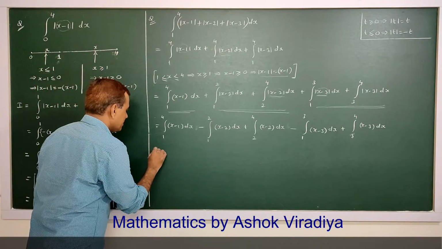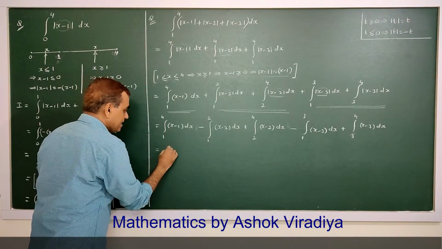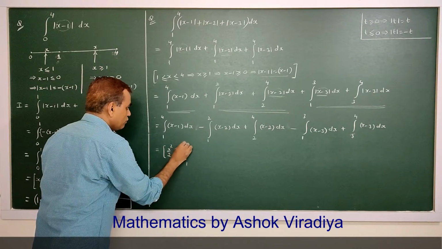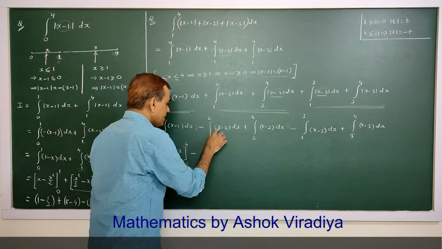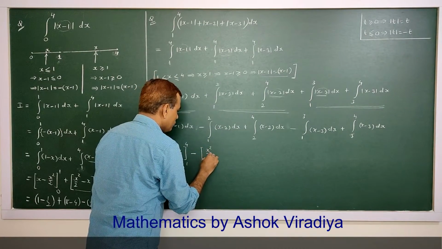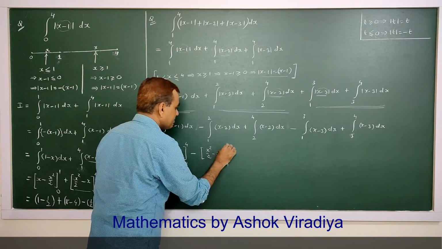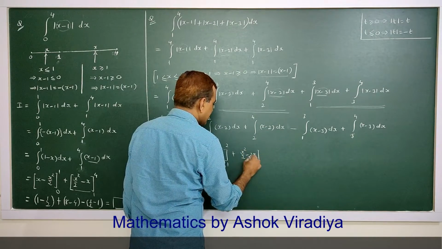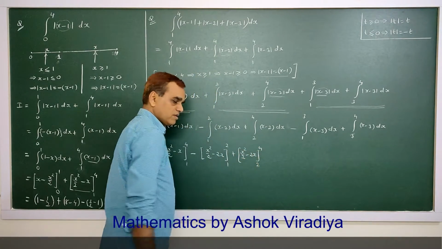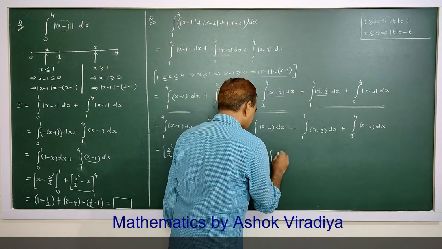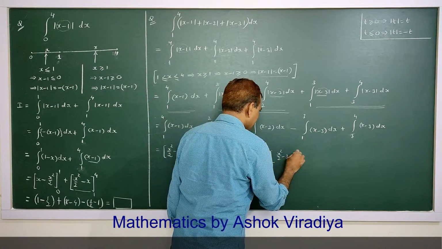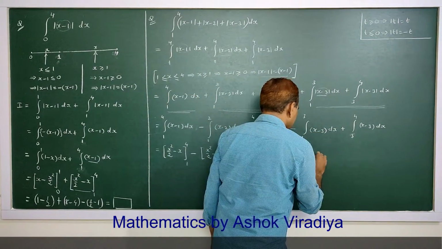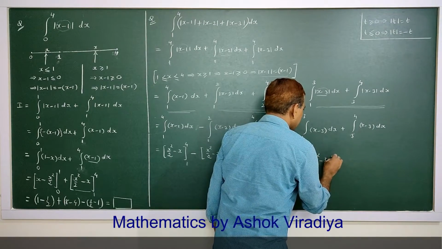Now here, integral of x is x square by 2 minus x, 1 to 4, minus, here integral is x square by 2 minus 2x, plus x square by 2 minus 2x, 2 to 4, minus x square by 2 minus 3x, plus x square by 2 minus 3x.